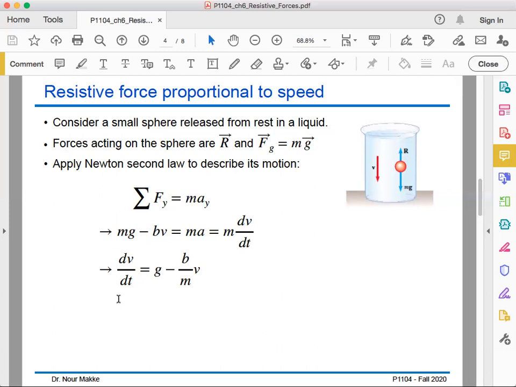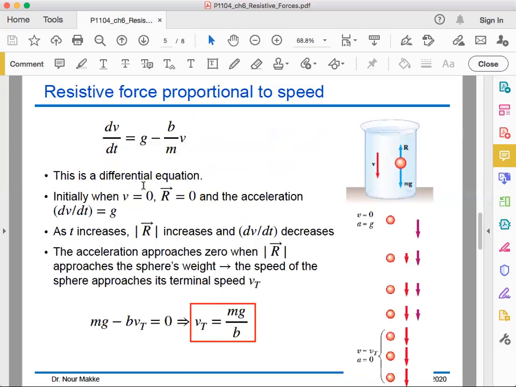And so you end up with this equation written as dv/dt is equal to g minus b over m times v. And don't forget that this is nothing else than a differential equation. It's differential in v, but you have v also on the right-hand side of the equation. So now let's just analyze it a little bit.